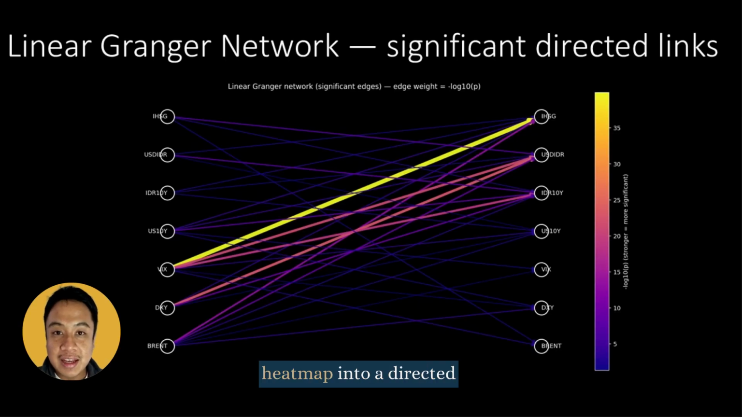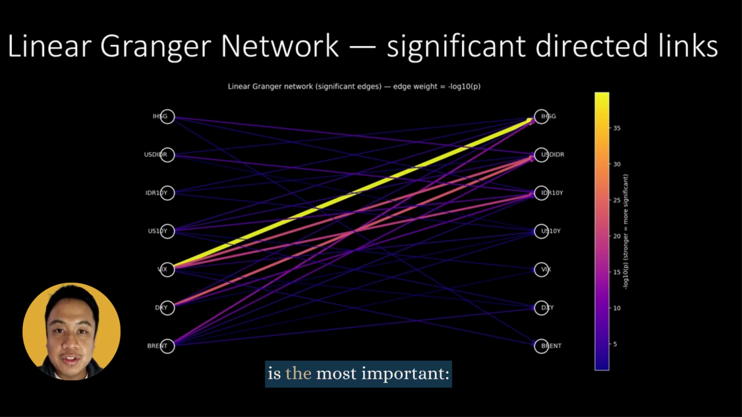Here I turn the heat map into a directed network. Arrow direction means past X helps forecast Y in a linear sense. Edge strength means how strong the statistical evidence is. This is powerful for storytelling, but I treat it as a diagnostic tool, not a final truth. Because statistical significance can be large, even when the economic impact is tiny.